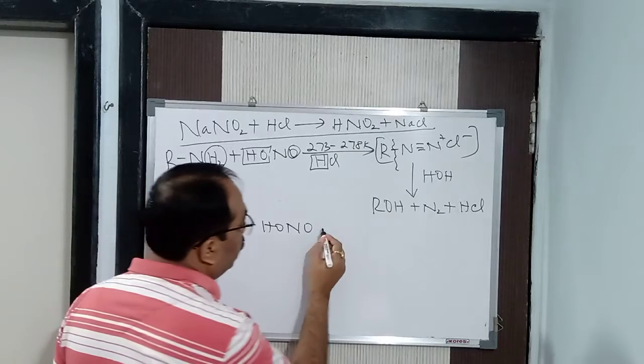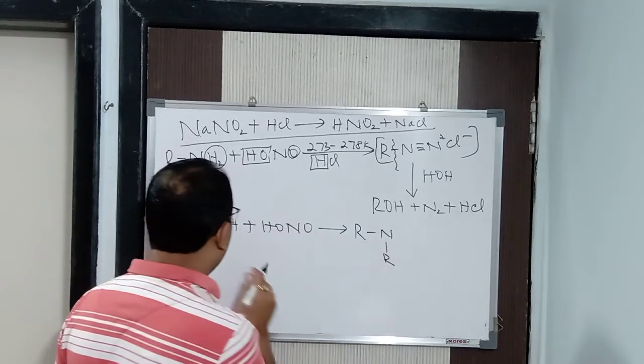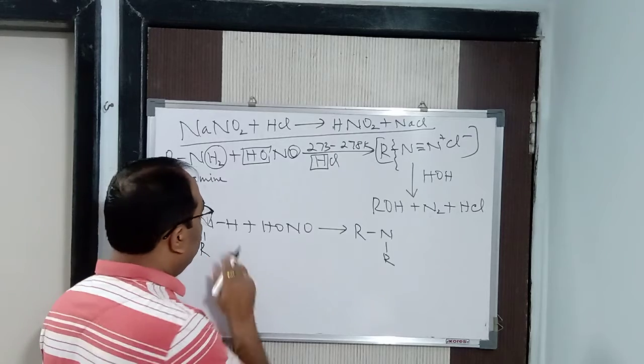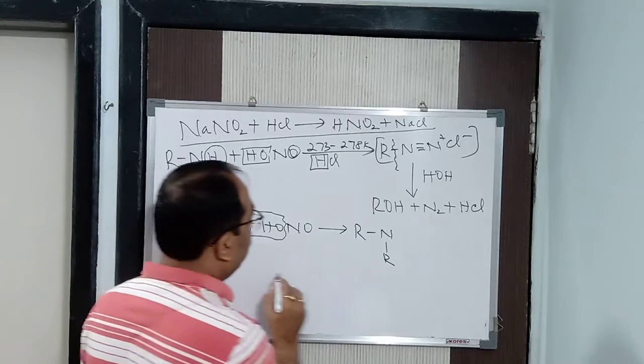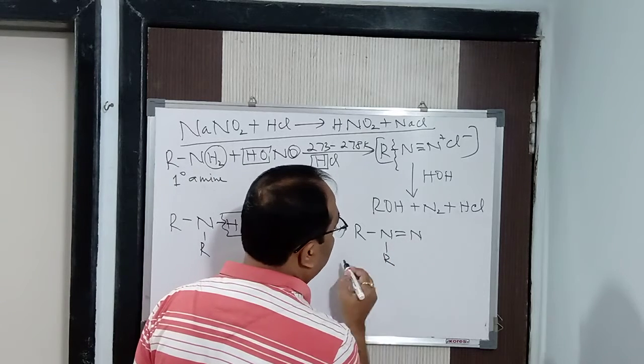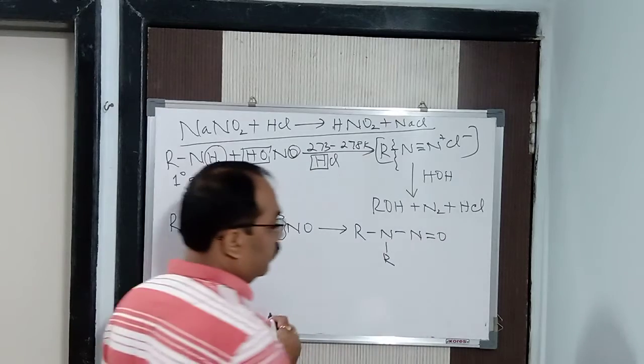So what am I going to get? That is R, N, R, it's already there. Then HOH is removed from here, you can see that. Then here it will be N double bond N, then N single bond N, then double bond O.